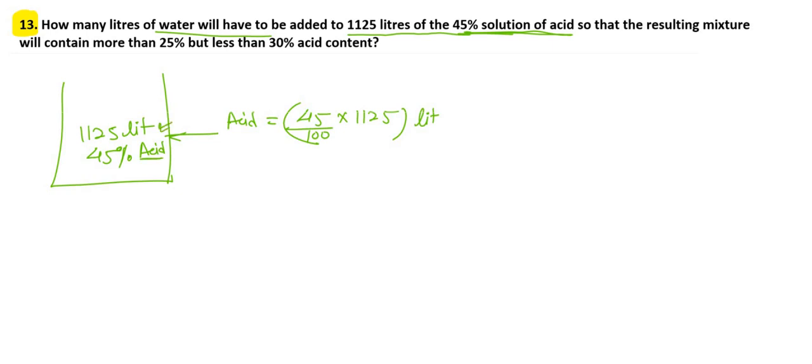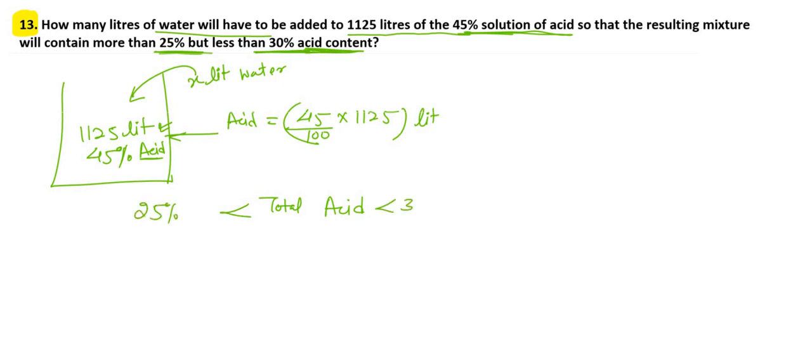They are saying you want to mix this in water. You want to pour some water here, maybe x liters, so that now the percentage of acid is 25% to 30% of acid content. So you want that the total acid in this solution should be more than 25% but less than 30% of the total solution. Correct. The total acid is still this much.